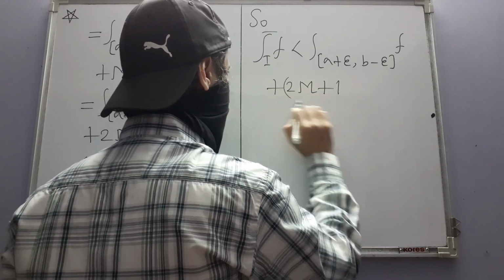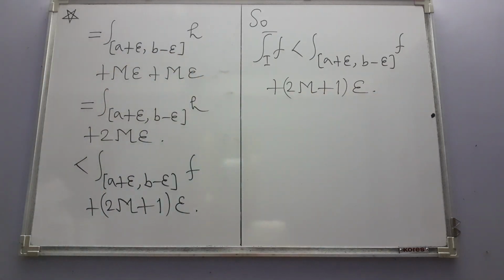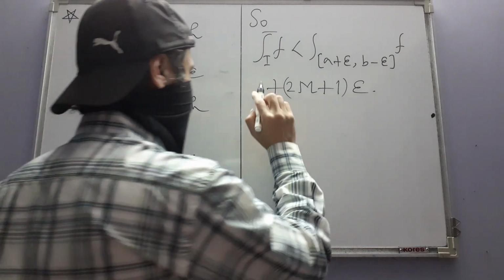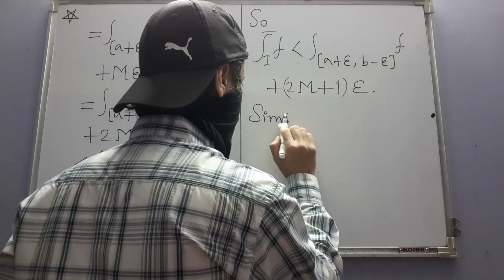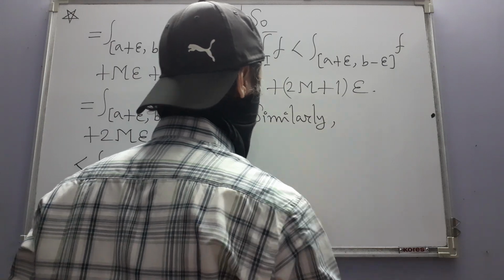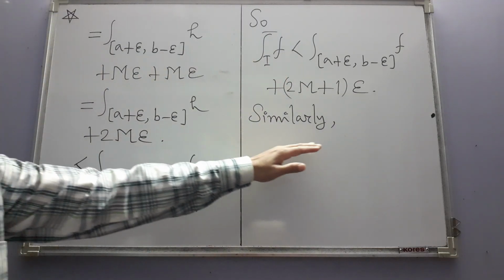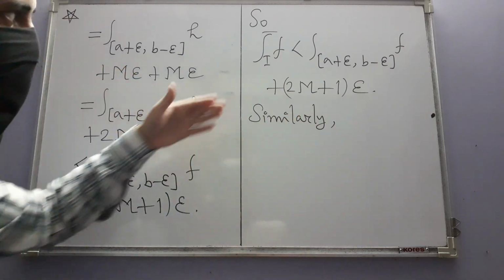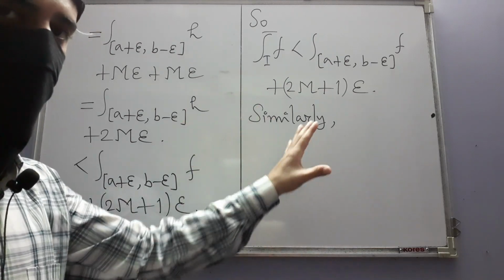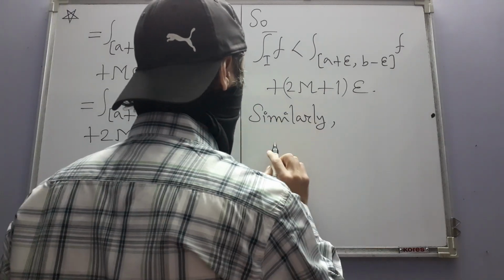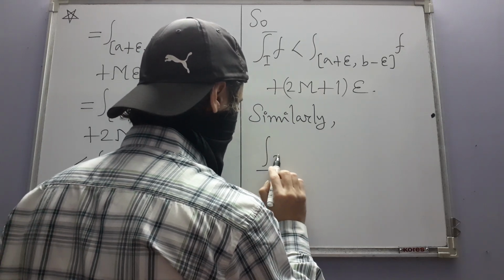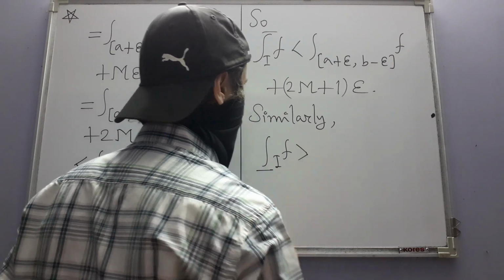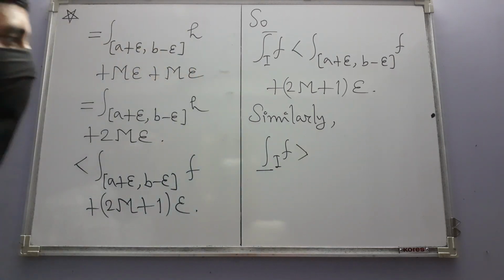2m plus 1 times epsilon. Similarly, if one instead worked with the lower Riemann integral, one would get this. In fact, it's advisable that you go through the details of this similar part, and try to write it in detail, everything. That means whatever we did here, there will be a parallel calculation, all the steps. Similarly, the lower Riemann integral of f will be greater than, here everything will be kind of opposite.